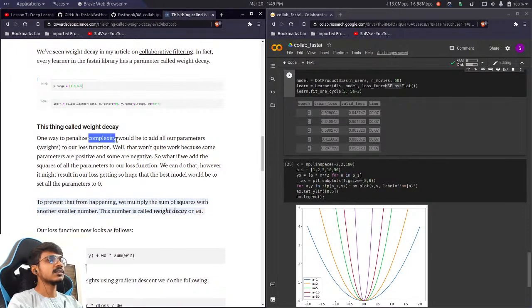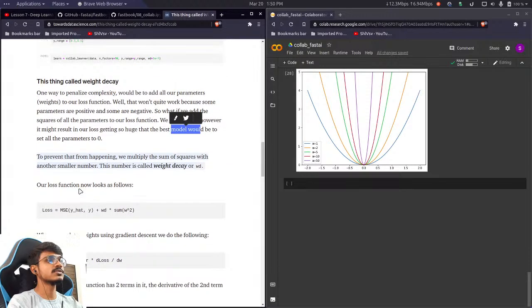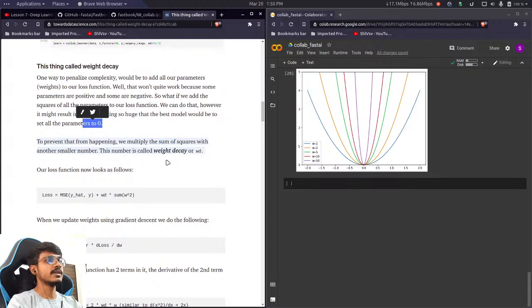Okay, so we penalize the complexity by adding all parameters, but we can't do that because some are positive and some are negative, and that's why we take the square of all parameters, the sum of squared parameters. Now if we just add the sum of squares of all parameters, then the loss will get so huge that the best model would be able to set all the parameters to 0. So that's why we have this weight decay parameter as well, which only selects a fraction of this sum.